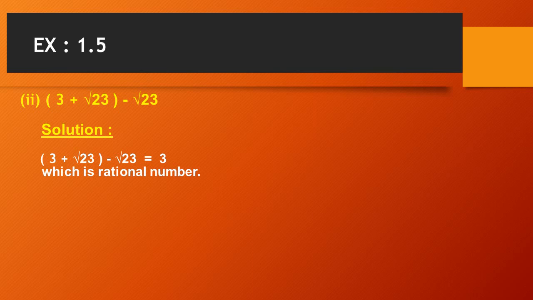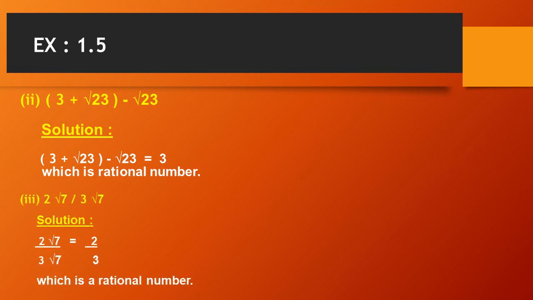Let's move to the third question, 2 root 7 divided by 3 root 7. In this question also, we can simplify root 7 and root 7. While simplifying, we got the result as 2 by 3, which is a rational number. Hence, we can conclude that 2 root 7 divided by 3 root 7 forms a rational number.